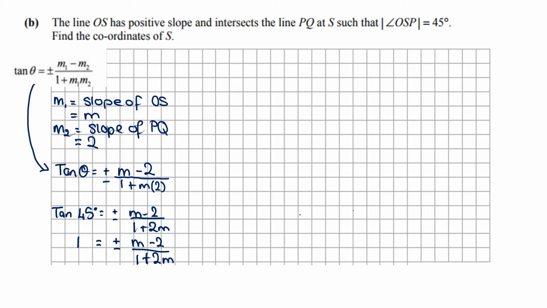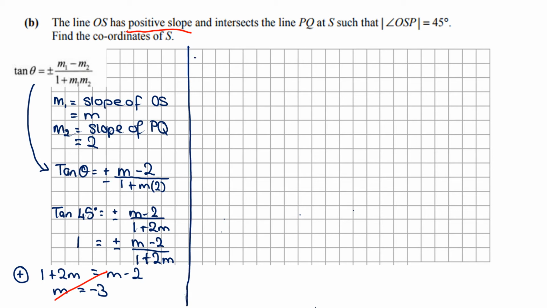Now, there's a plus and minus here, so we have two options. First we could take the positive. If we take the positive option, what we end up with is 1 plus 2M is equal to M minus 2. Working through that, we get M is equal to minus 3. Now, that is not correct because we have been told that it has a positive slope. So working with the positive sign in that formula is not going to work.